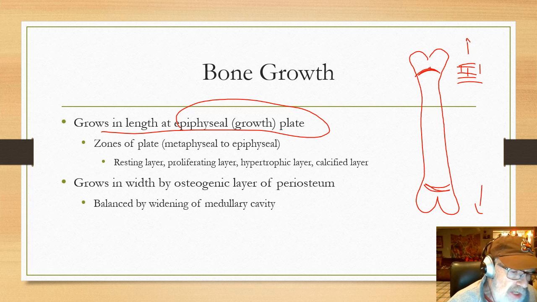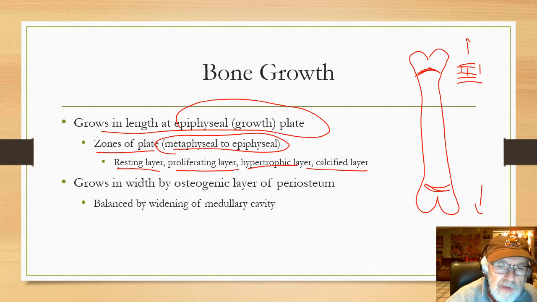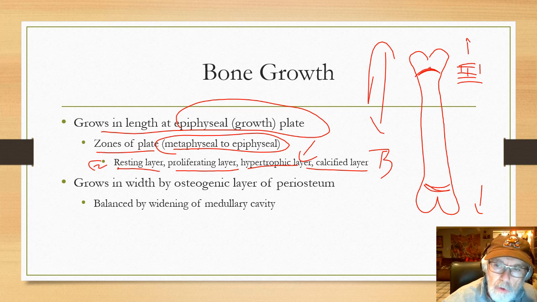And they gradually change in configuration as they go along those layers, converting themselves from being cartilage to actually being bone. And again, these are the zones of the plate. We don't have to talk about that, metaphyseal to epiphyseal. It's called a resting layer, proliferating layer, hypertrophic layer, and calcified layer. This hypertrophic layer is divided into 2 sublayers, which gives it those 5 layers. It goes from being cartilage over here to being bone out in this area right here. So bone grows in length only at these growth plates that are at the end of the bone.